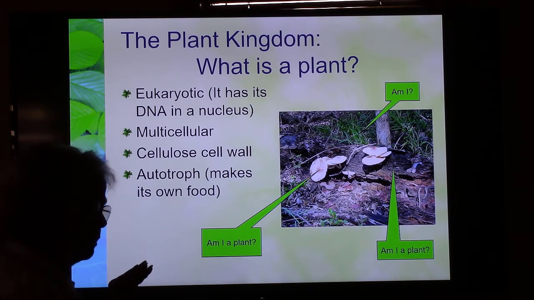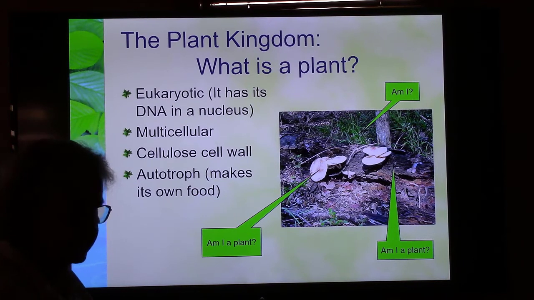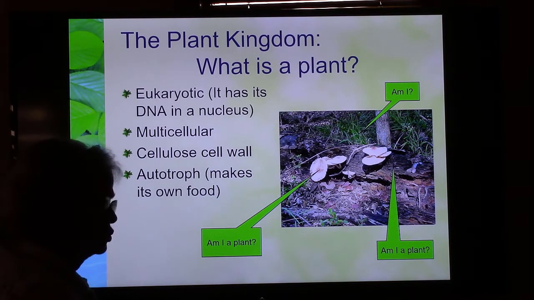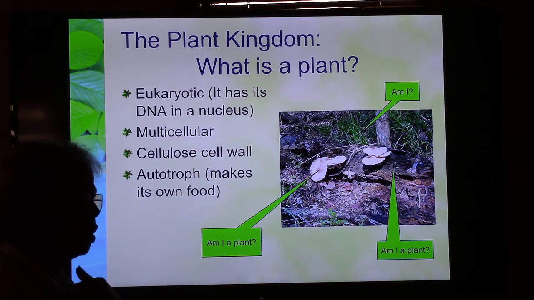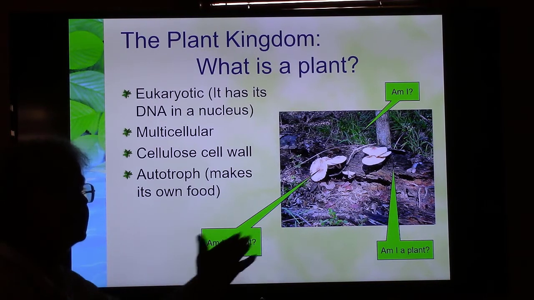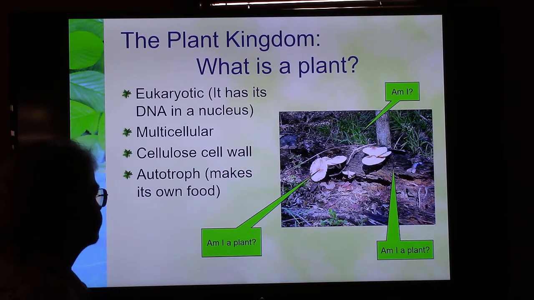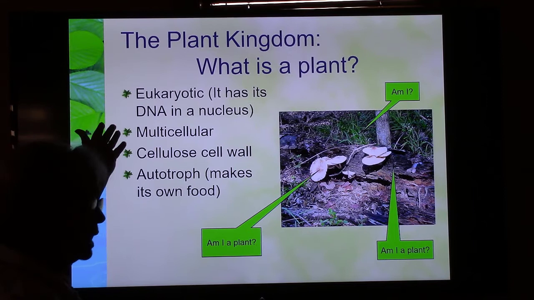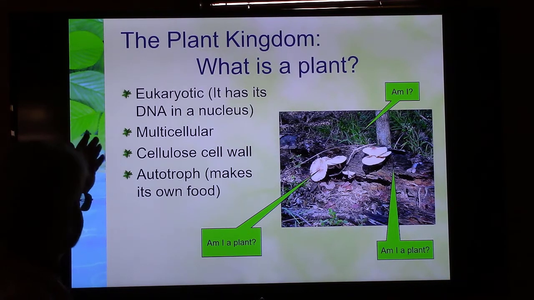And plants, with a few really weird exceptions, are autotrophs. They make their own food, their own nutrients within their bodies. An amazing, amazing ability. That's photosynthesis. And we're going to talk about that in the third lesson. So, if you are a eukaryotic, multicellular organism with cellulose cell walls and you're making your own food, you're a plant. Let's look at that picture.